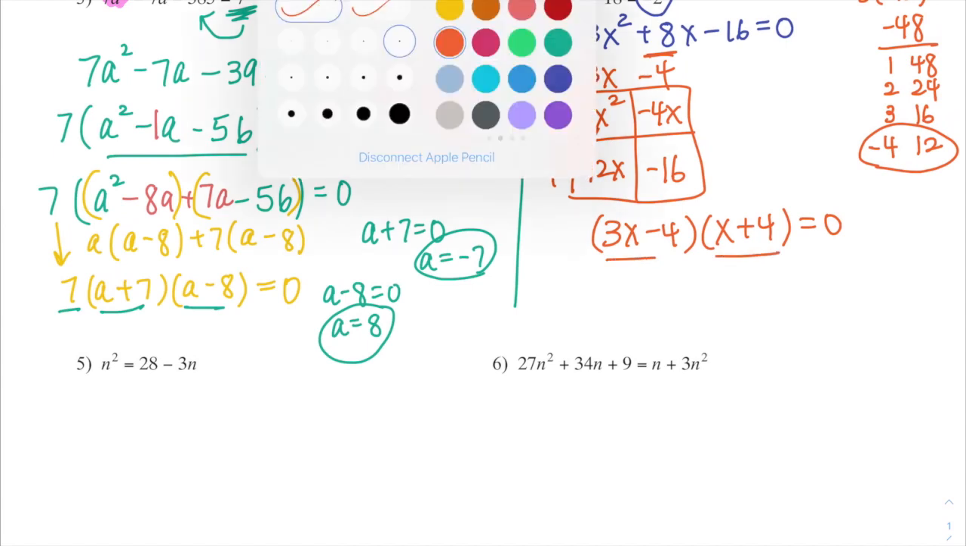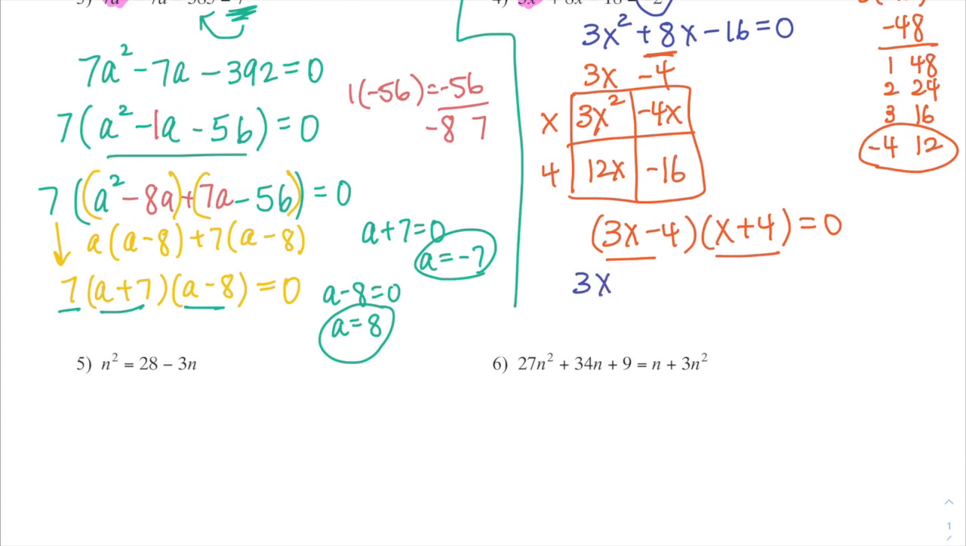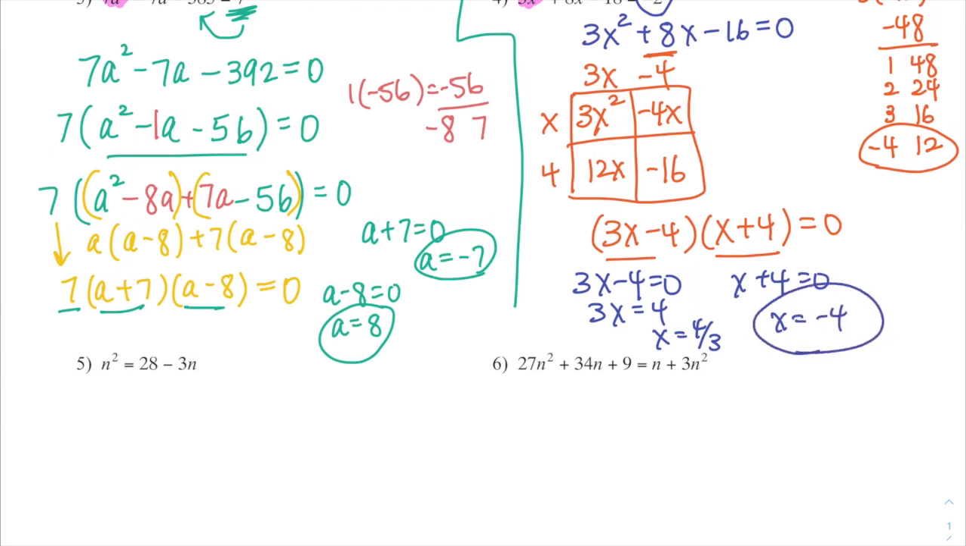Now set each factor equal to 0. So 3x equals 4, then we'll divide by 3, and x equals 4/3. The other factor gives x equals negative 4. So x is negative 4, or x is 4/3.